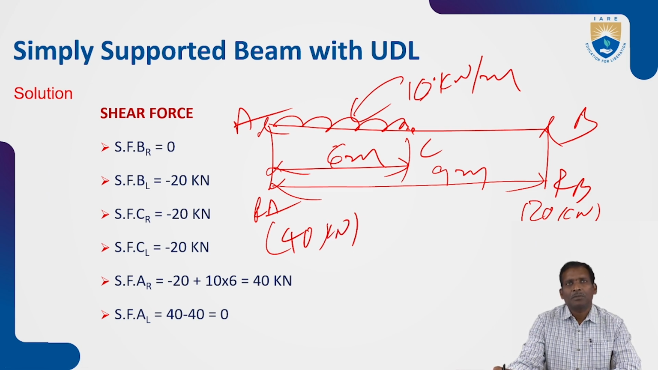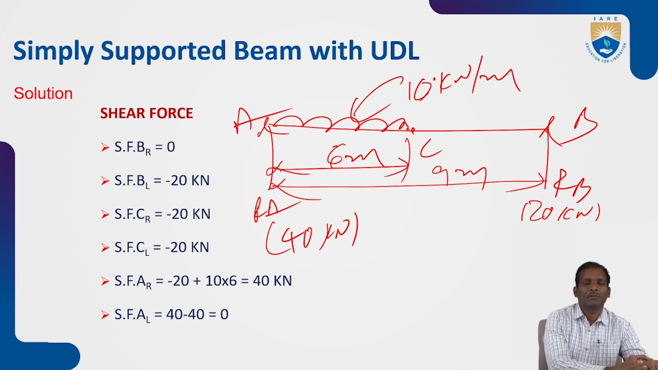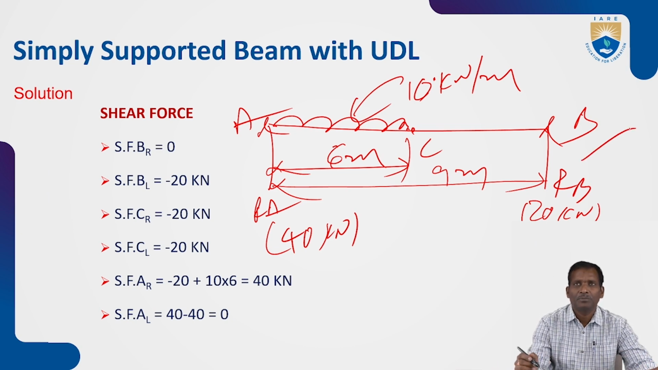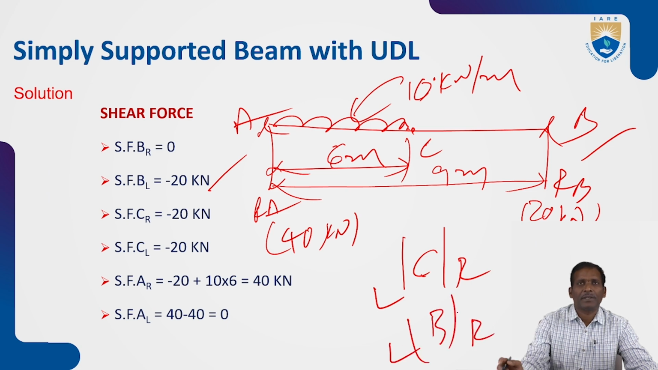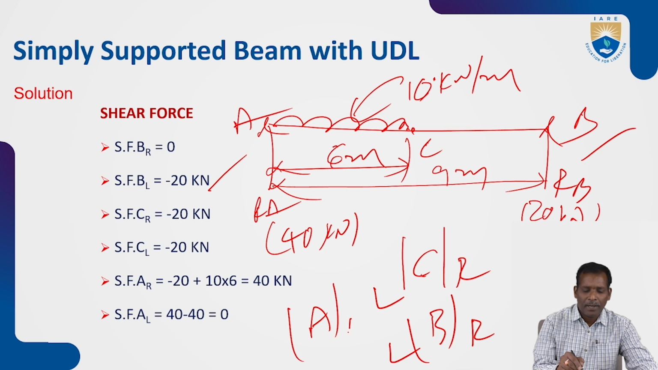So now calculate the shear force. At B, the right side is 0 and on the left side the support force is acting, so minus 20 kilonewton. And the right side at the C point is minus 20, right side and left side. Similarly B right side and left side, A right and left. So calculate the values.